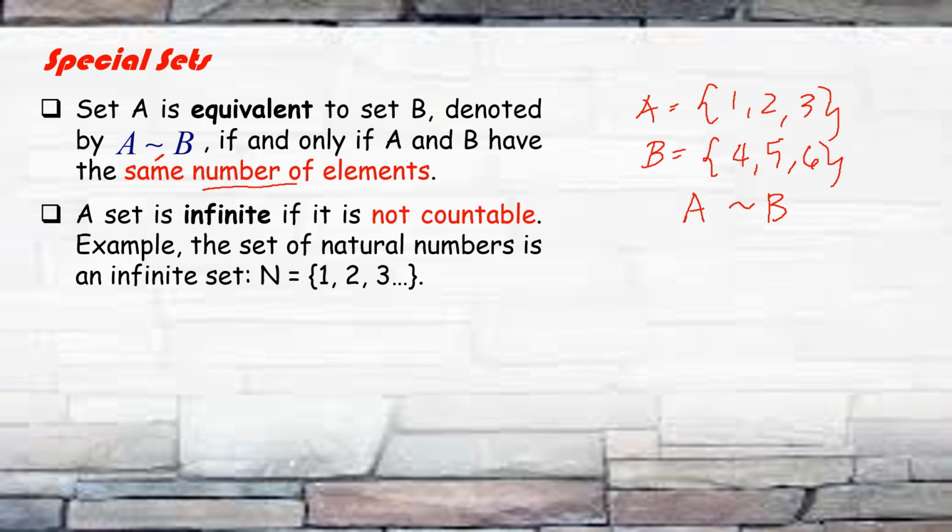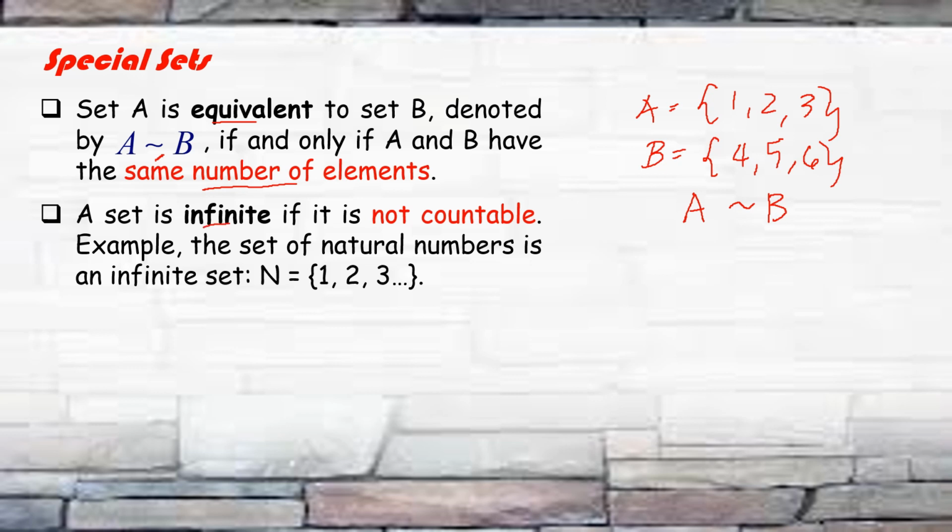Hindi importante na pareha siya ng elements. Exactly the same, kasi equal yun kanina. Ang importante, pareha siya ng bilang. Pag parehas ng bilang, equivalent set. Pagka eksaktong set, equal set ang tawag doon. Okay? Now, let's proceed to infinite.